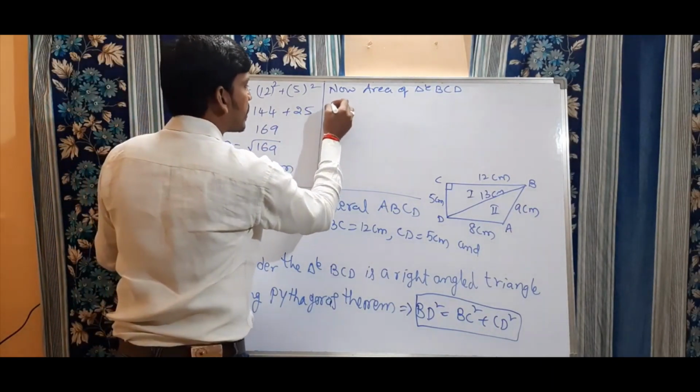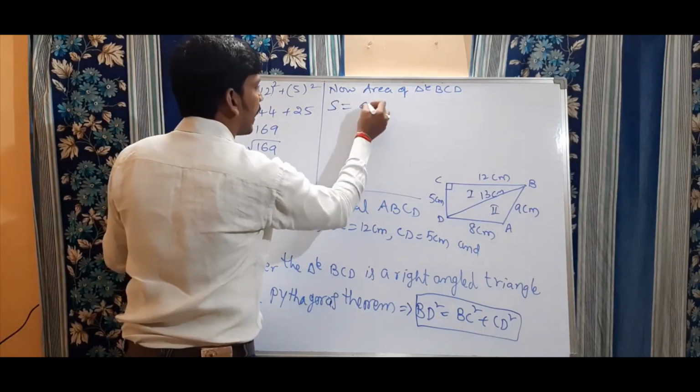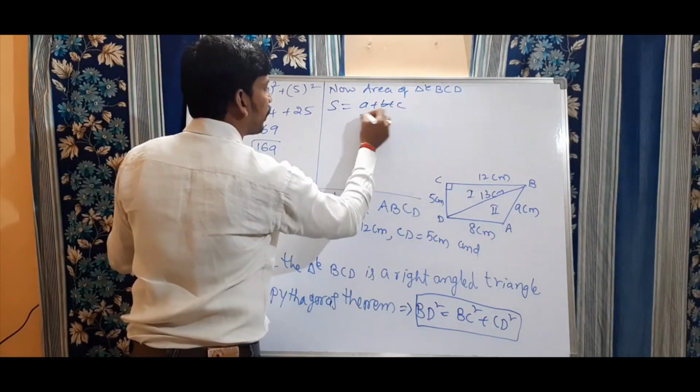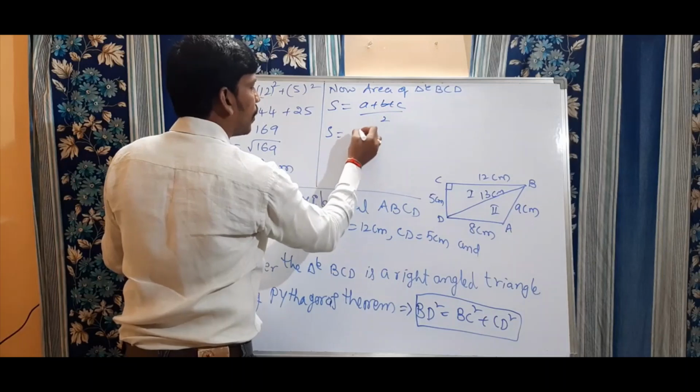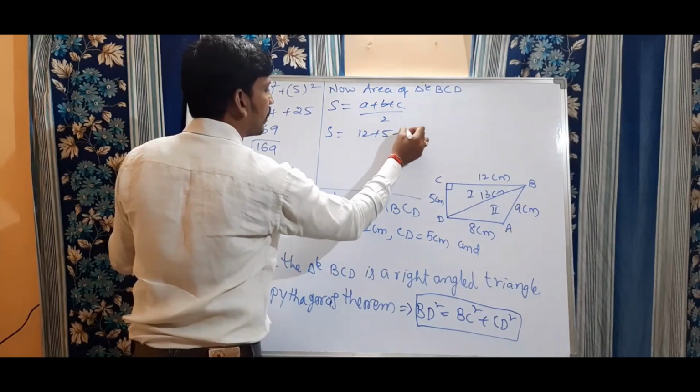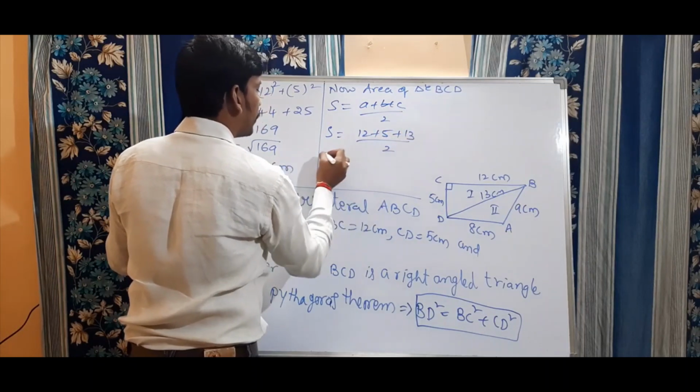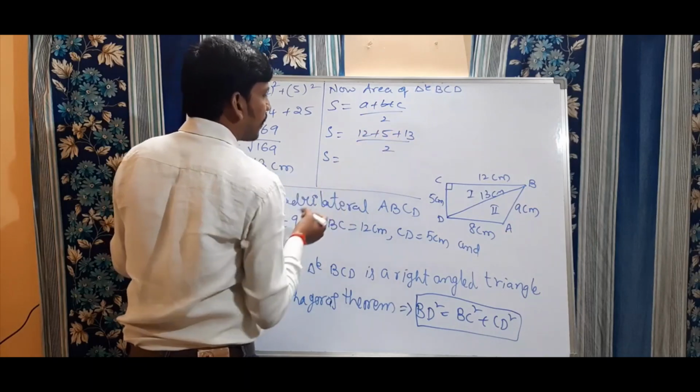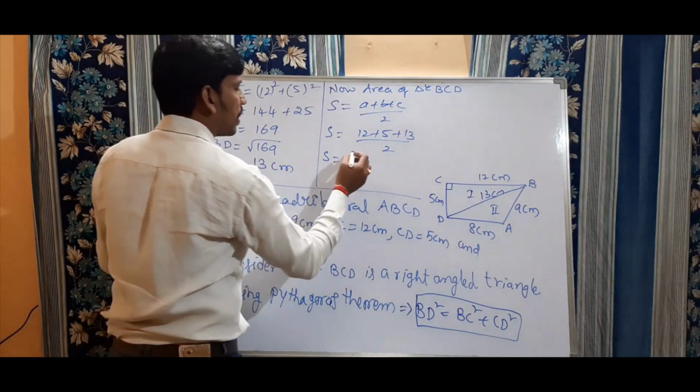Right? Now S is equal to, what is that? A plus B plus C by 2. Now S is equal to 12 plus 5 plus 13 by 2. Then S is equal to 12 plus 5 is 17. 17 plus 13 is 30.